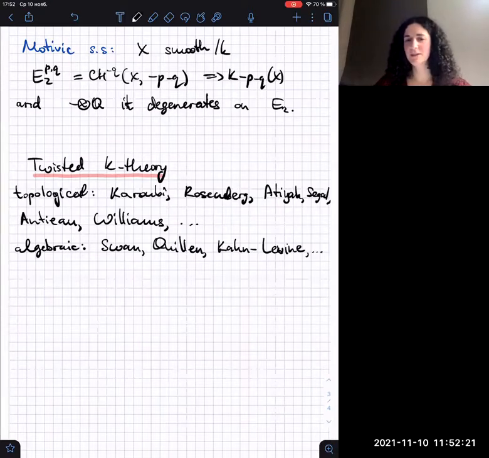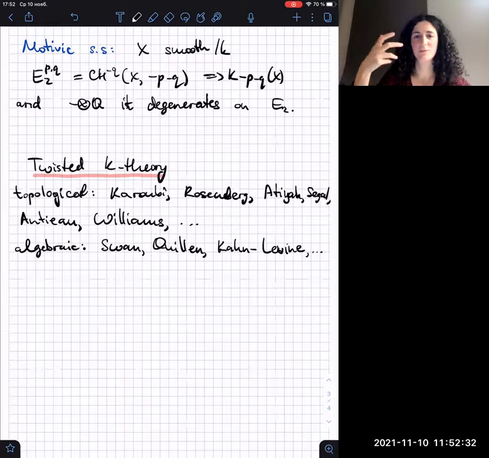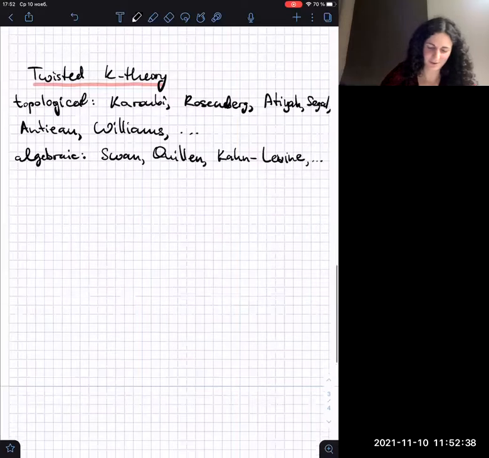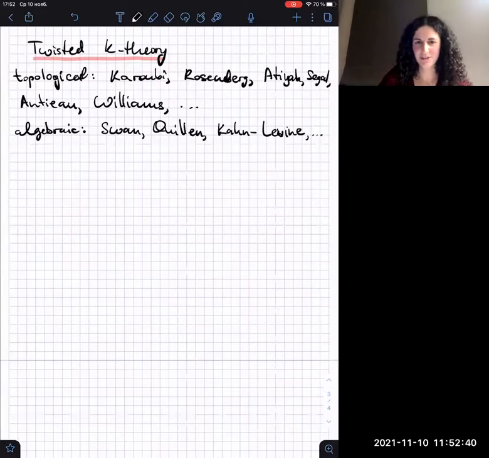And the main idea of twisted K theory is that you want to build K theory out of twisted vector bundles, so locally affine spaces whose gluing functions are twisted by a cocycle. Or more precisely, we want to twist with a Brauer class. That's the moral. To be more precise, I have to remind a couple of definitions.